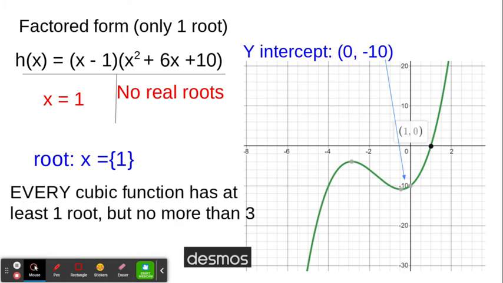Every cubic function has to have at least one root, but it won't have more than 3. So, cubic functions, they might have one root, they might have 2 roots if there's a bounce, they might have 3 roots if the function passes through the x-axis 3 times, but that'll be it on its way from negative infinity to positive infinity. And that's why I love cubic functions.